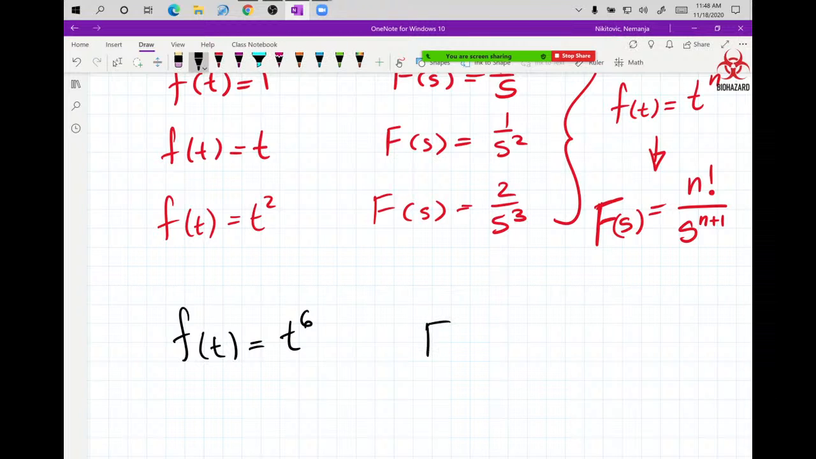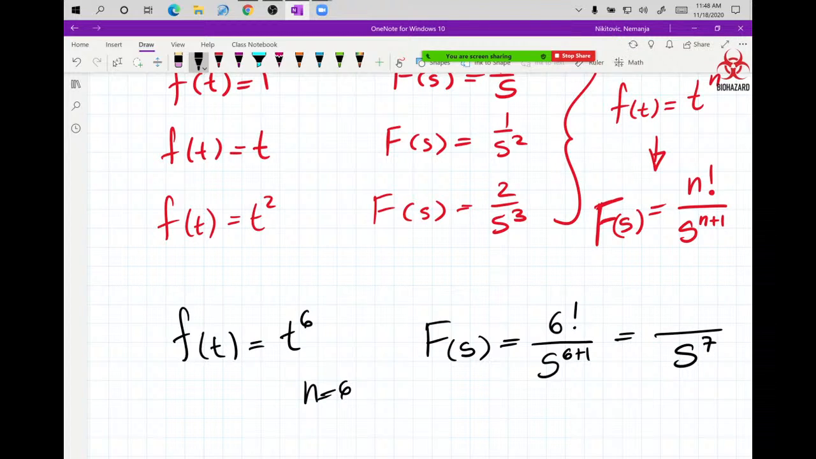But if you have this formula, you say, oh, okay, n equals 6, plug it in there. So that's going to be 6 factorial divided by s to the 6 plus 1. Okay, well, that's s to the 7. That's easy. And the 6 factorial is 6 times 5 is 30, times 4 is 120, times 3 is 360, times 2 is 720. Okay, that's not that bad. And you have your transformation. So knowing the shortcut formulas really, really helps.